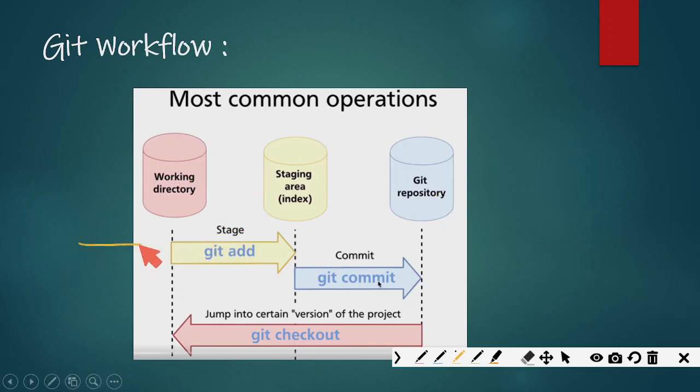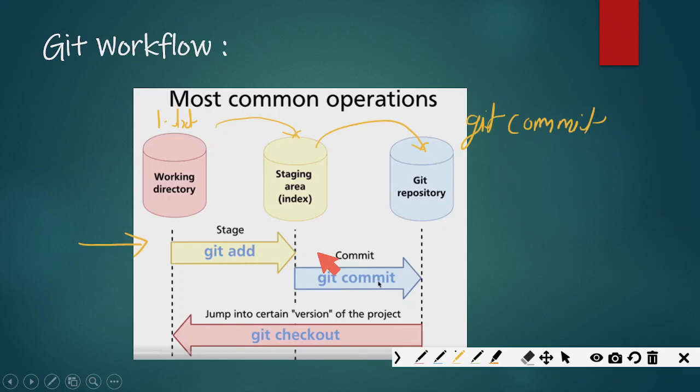So we have already made use of this particular command, git add, and therefore our file 1.txt has already been moved from the working directory to the staging area, but we have not yet committed that particular file to the Git repository, right? We'll be using git commit as a command to move that file to the Git repository.